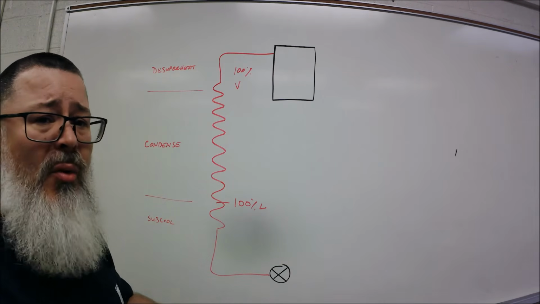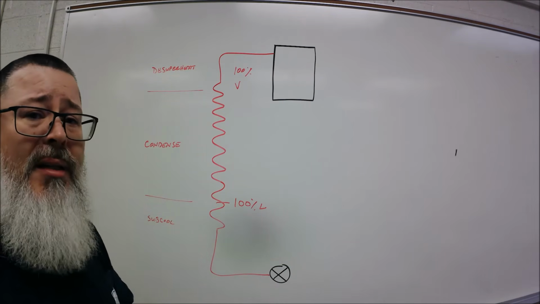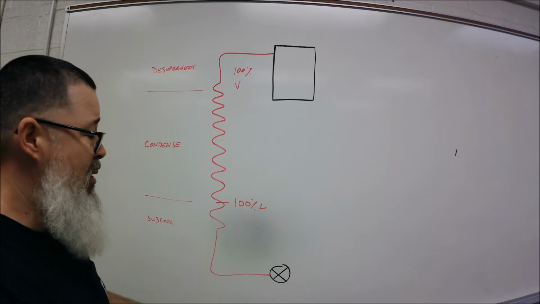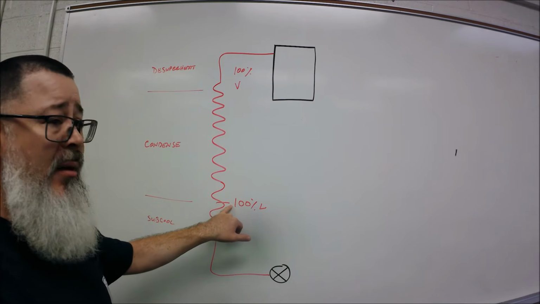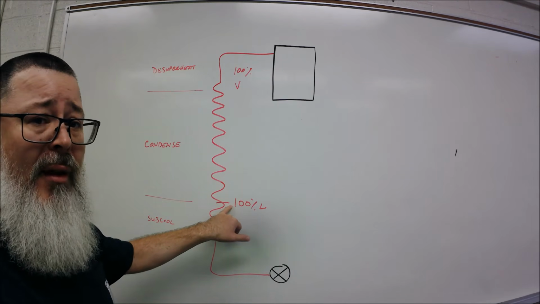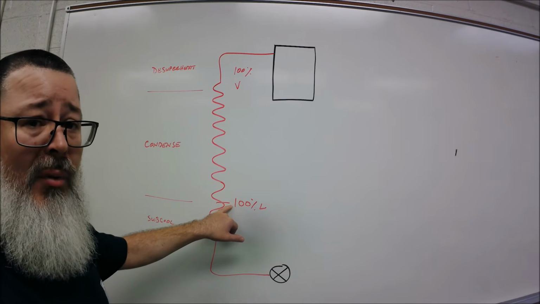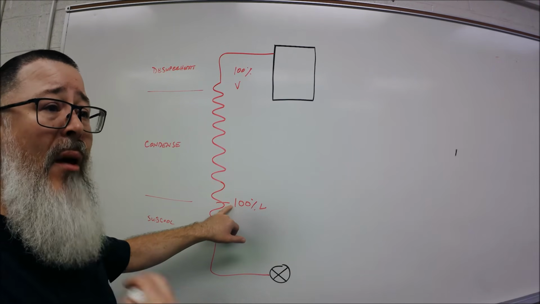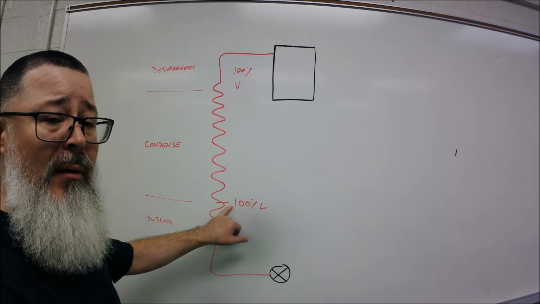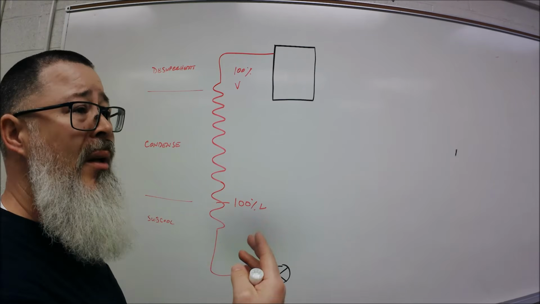The fan is still moving air across it. We're going to reject heat. We're going to lose heat. So we're going to make this liquid refrigerant cooler than 105. And that's subcooling. Subcooling is a reference to liquid. Superheat is vapor. Subcooling is liquid.